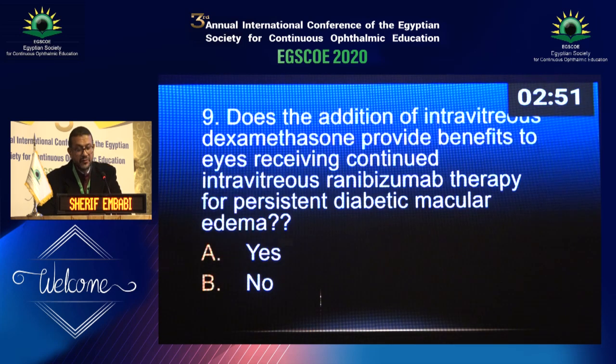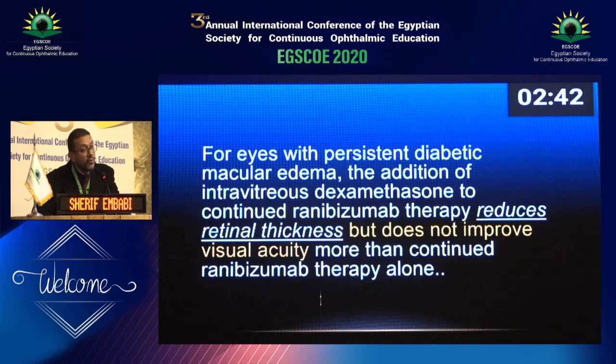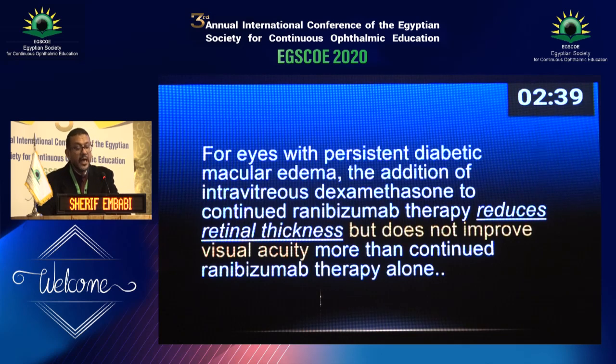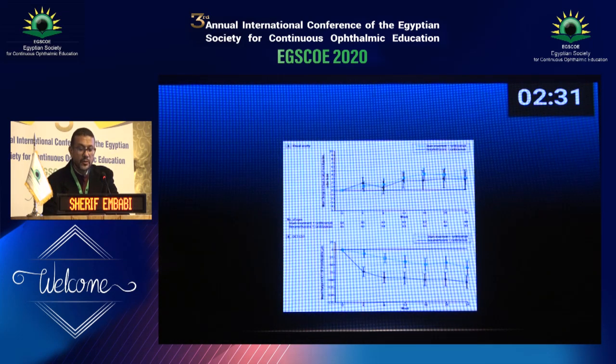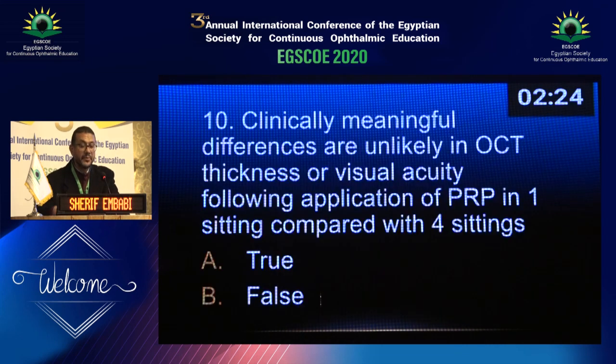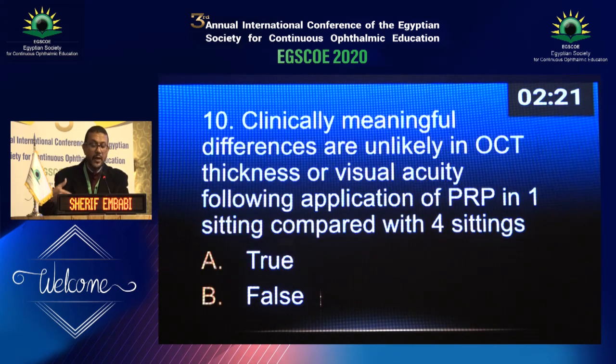Thus, the addition of intravitreal dexamethasone, as Dr. Magdi was saying, provides benefits to eyes receiving continued intravitreal ranibizumab therapy for persistent diabetic edema. They found that there is an improvement in thickness, but the visual acuity barely improved because you always bring steroids very late in the disease when there's damage of the photoreceptors. So again, yes, you can see in the graph, the thickness is better with the steroids, but the visual acuity is just the same whether you inject or don't inject. So if you want to bring steroid into treatment, please bring it earlier when you have refractory edema, after 3 injections or 6 injections after switching, as Dr.